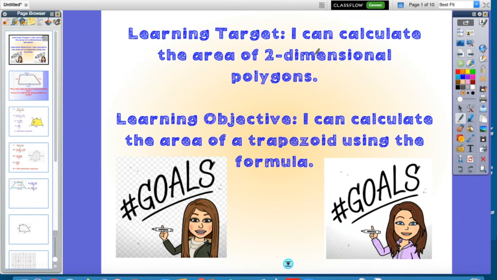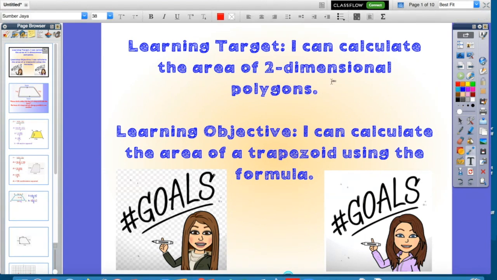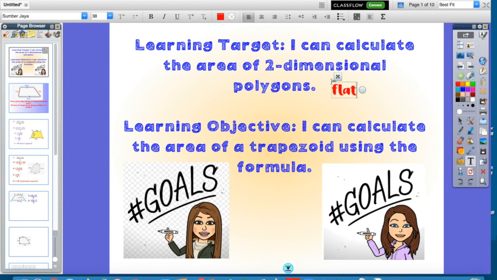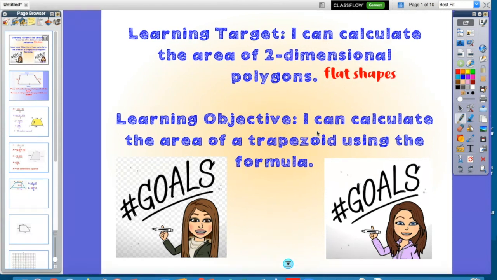Hi 607 and 608. Today's learning target is I can calculate the area of two-dimensional polygons. Remember, two-dimensional polygons means flat shapes. Our objective for today is I can calculate the area of a trapezoid using the formula. So we're looking at a new shape today, the trapezoid.